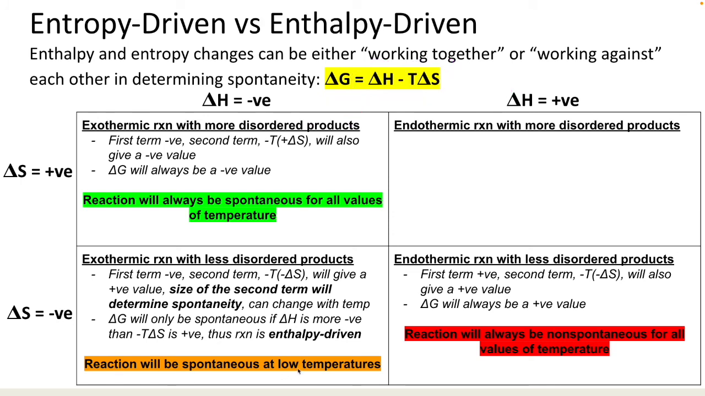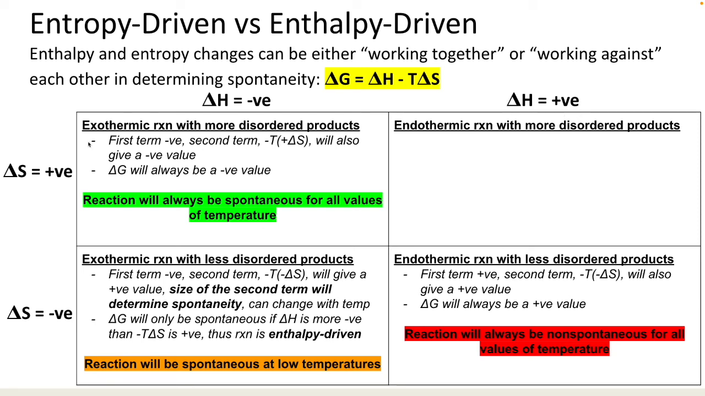So the reaction is going to be spontaneous when the temperature is low, because we need the magnitude of the enthalpy change, the magnitude of the delta H, to be larger than the magnitude of the T delta S. Hopefully you're still following me here. If not, I'm sure it'll come into fruition when we look at the converse of that.